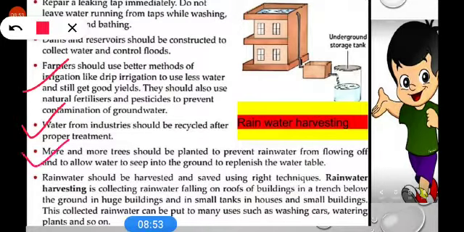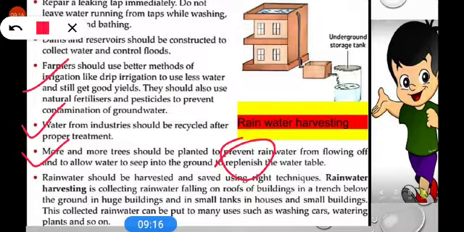More and more trees should be planted to prevent rainwater from flowing off and to allow water to seep into the ground to replenish. Replenish means to fill up again the water table. So now rainwater should be harvested and saved using the right techniques.